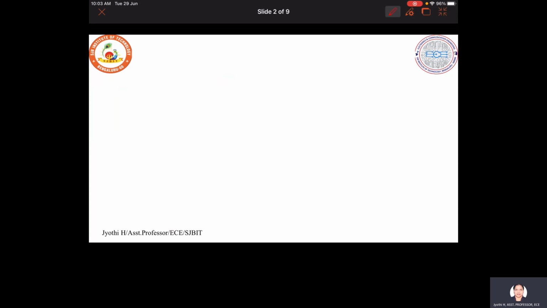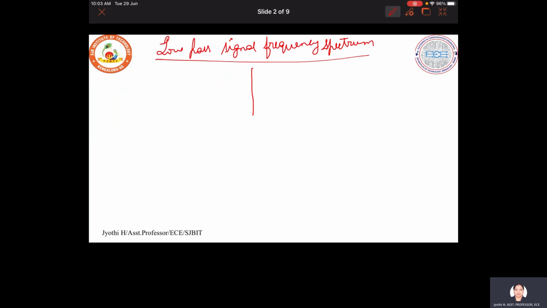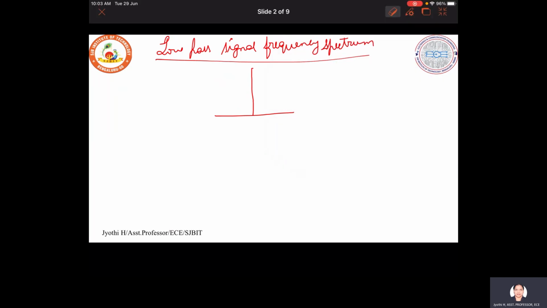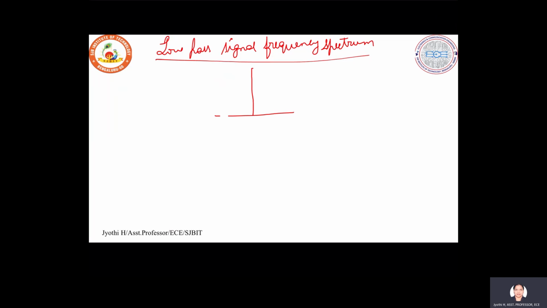So first I will write the low pass signal frequency spectrum. So first I am considering a low pass signal frequency spectrum. This is going to be the low pass frequency spectrum. It looks exactly like the spectrum of an LPF, that is, the low pass filter. So this is what the low pass signal spectrum looks like.